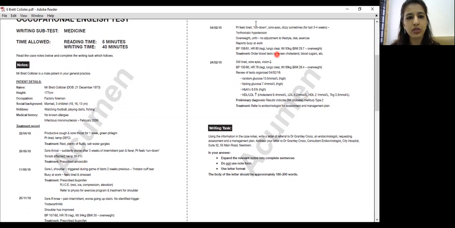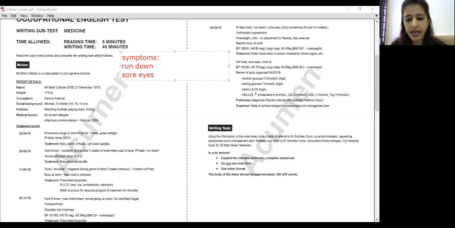So again, coming back to the point that I made in the beginning, that I would need first of all symptoms or signs to prove that this is diabetes. So what all symptoms do I have in this case? I have the feeling of rundown, that is tiredness. Then I have sore eyes. Then I have dizziness. Vision decrease, deterioration in vision. So poor vision, if I say.